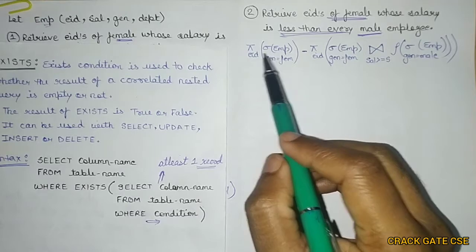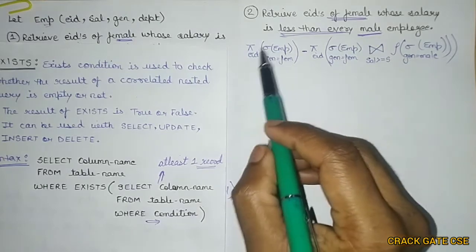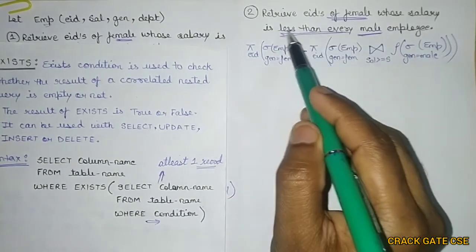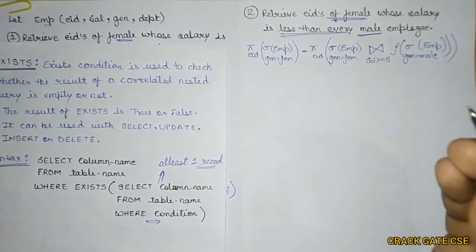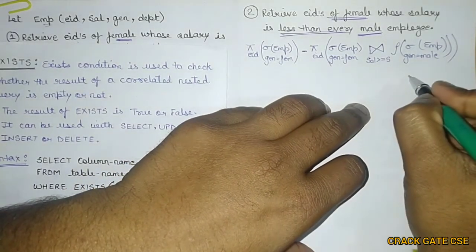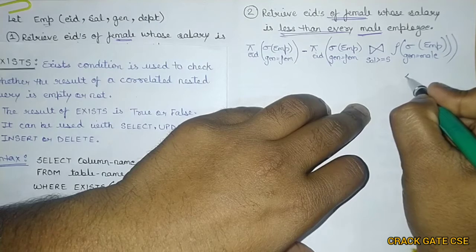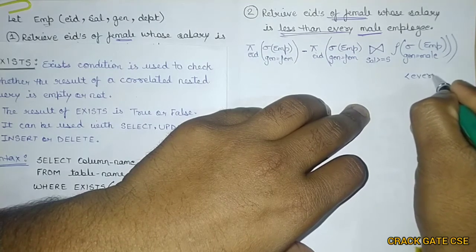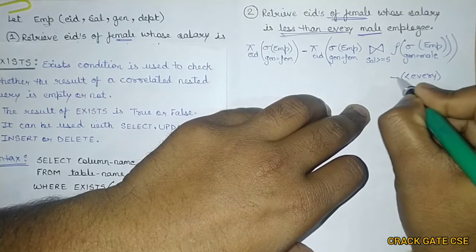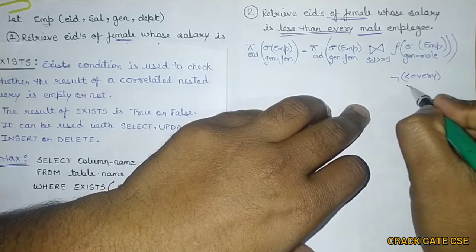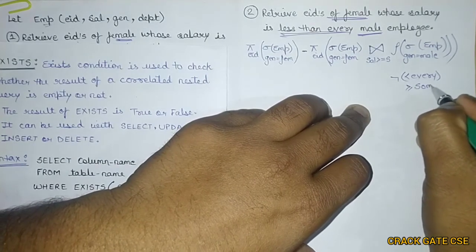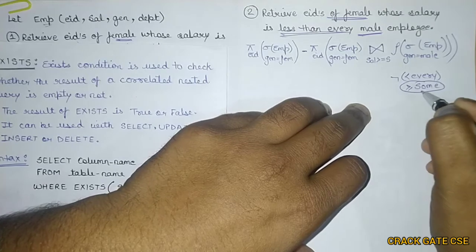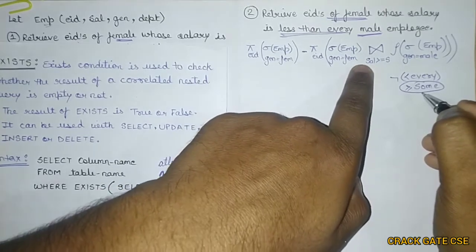First of all, let's try to understand this relational algebra query. So we are dealing with less than average, and if we complement this less than average, it will be greater than or equal to sum. So this greater than equal to sum is used to formulate this query.